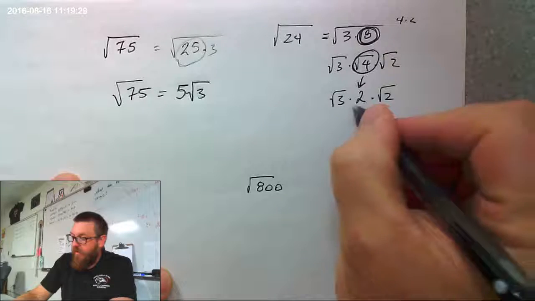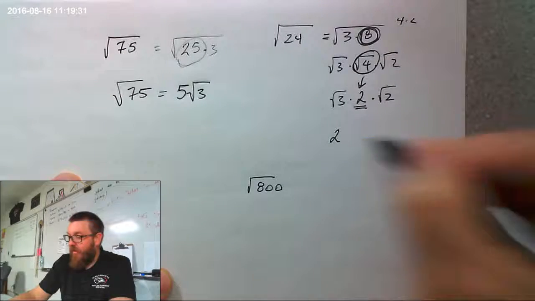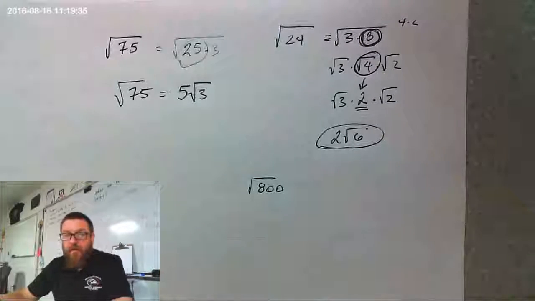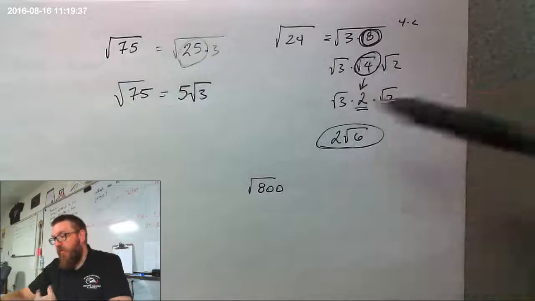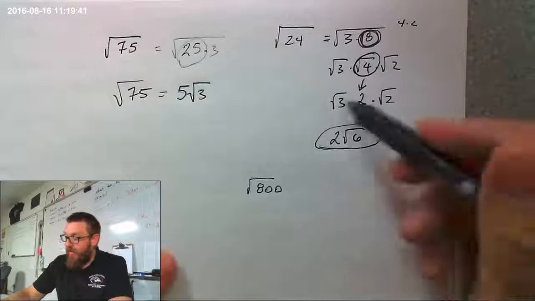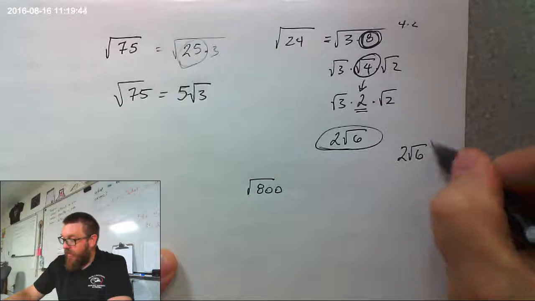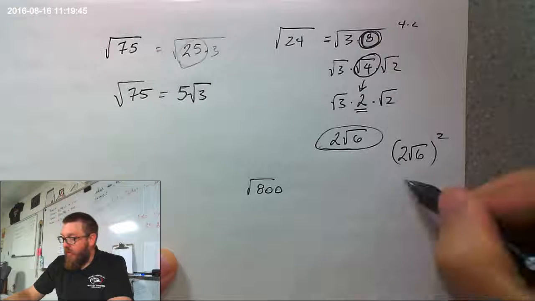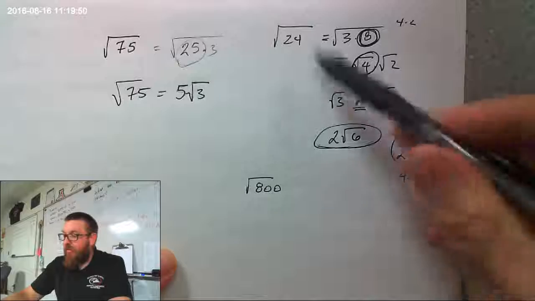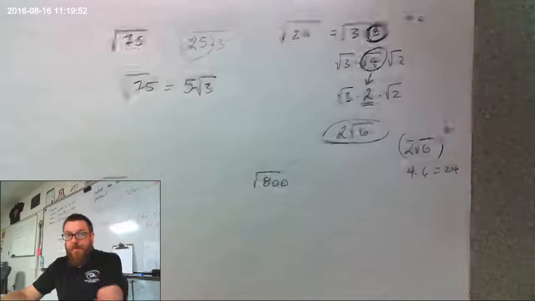We usually want to put the rational numbers in the front and then combine those irrationals back together, and there we go. So the square root of 24 is equal to 2 times the square root of 6. And again, the reason why is if you took 2 times the square root of 6 and you squared it, you would get 4 times 6, which is 24. This asks what number times itself is 24.